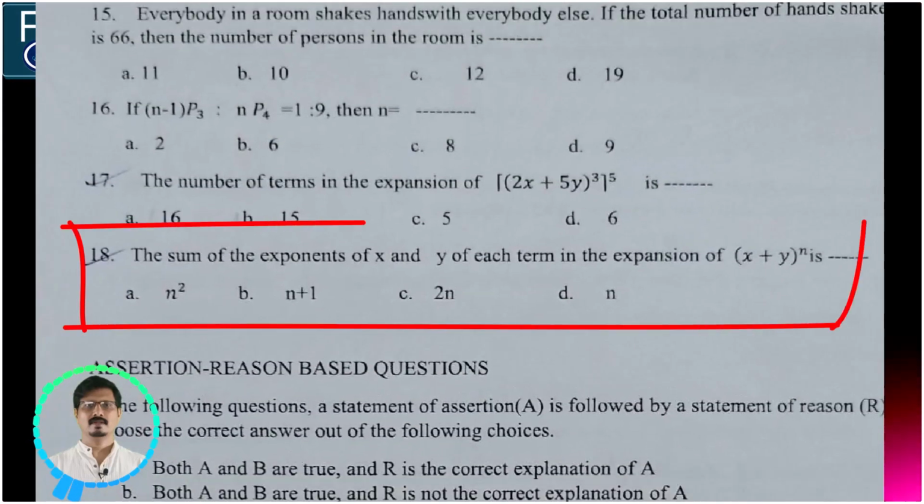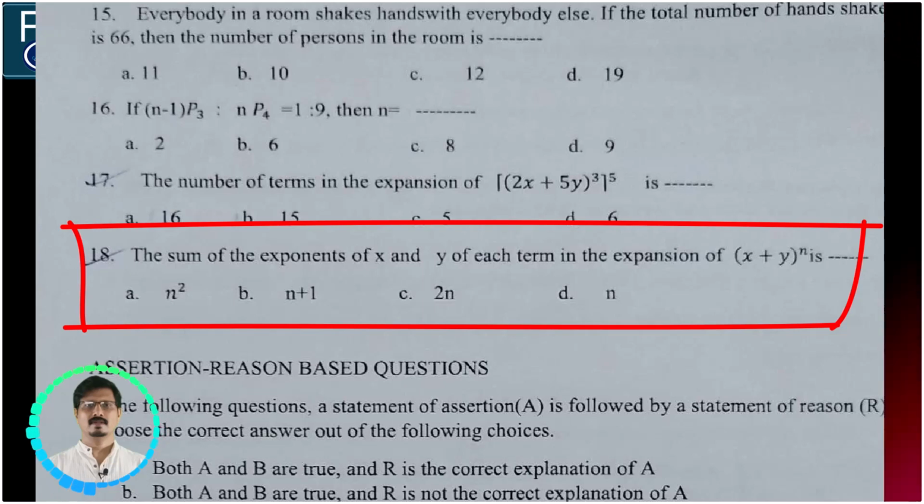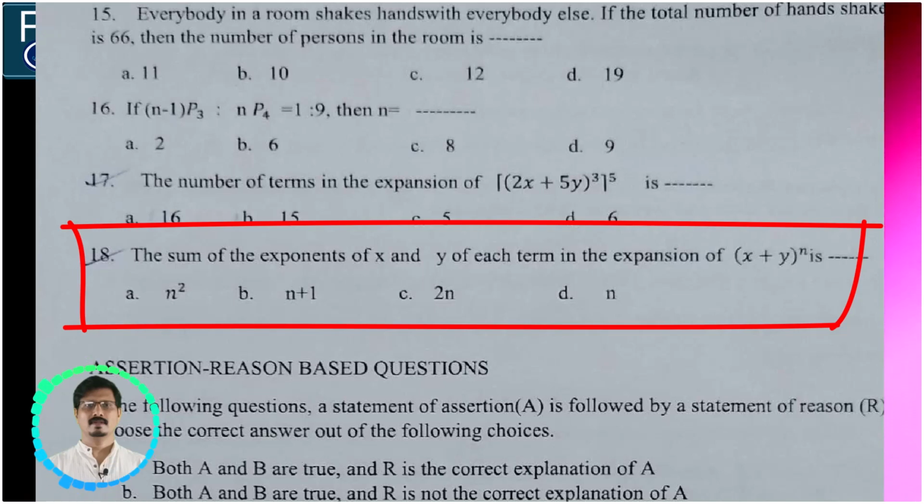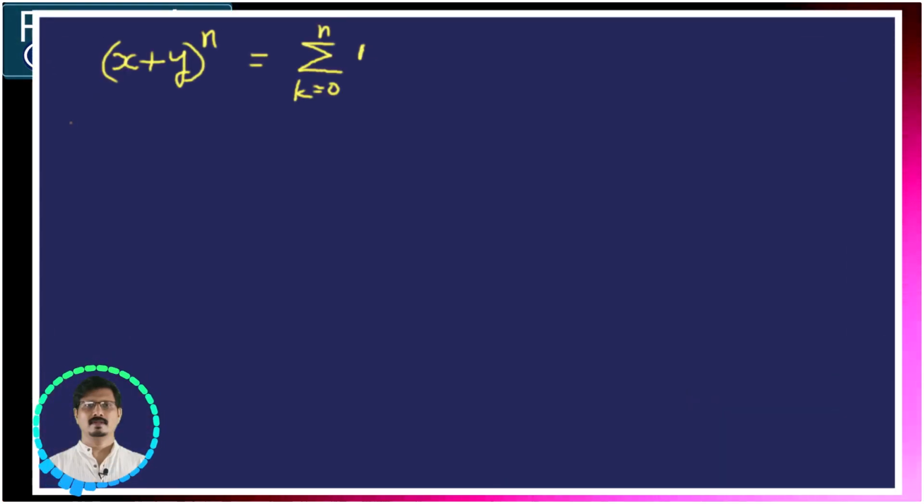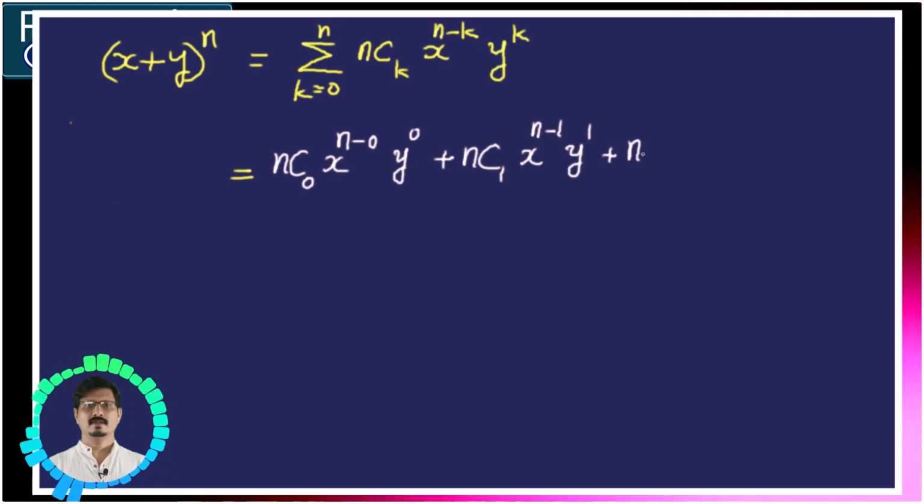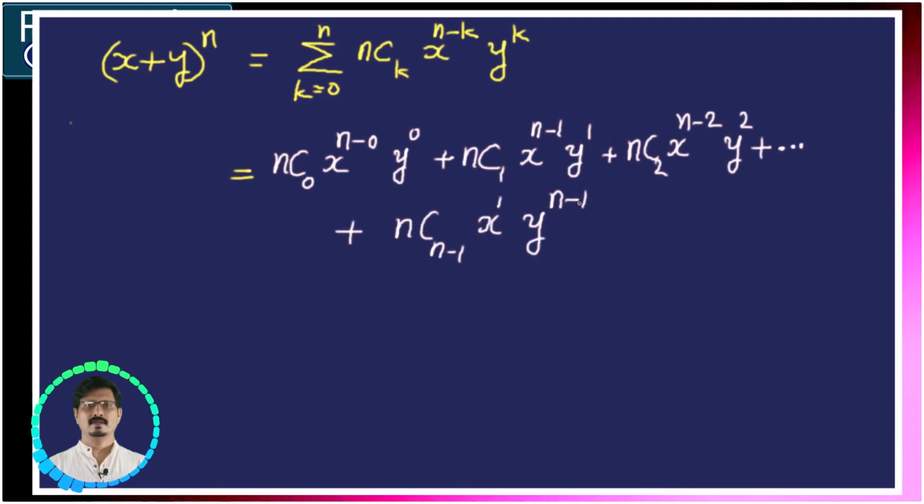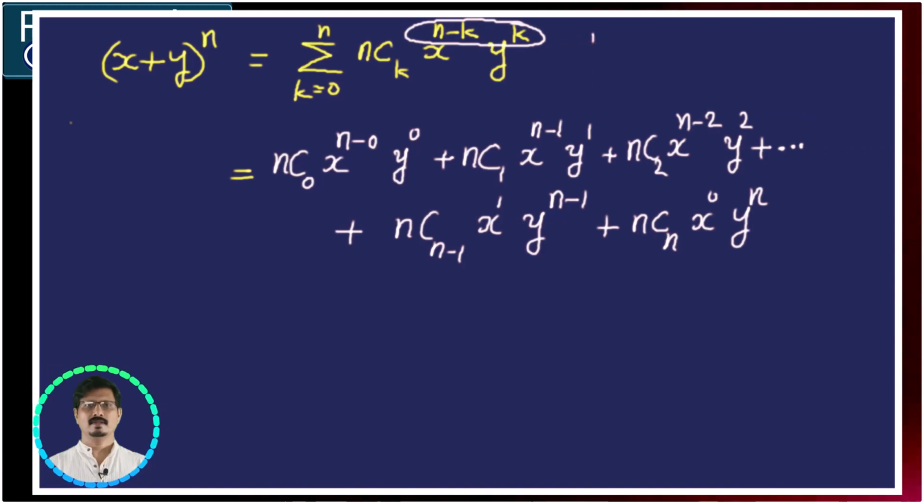Next question is, in the expansion of (x plus y) whole raised to n, what will be the sum of exponents of x and y in each term? This is based on the binomial expansion of (x plus y) whole raised to n. Suppose we write the binomial expansion of (x plus y) whole raised to n in the sigma notation. You can observe the exponent of x is n minus k and that of y is k. Now, if you add these exponents, the value will be n minus k plus k, where k gets cancelled and the value will be n.